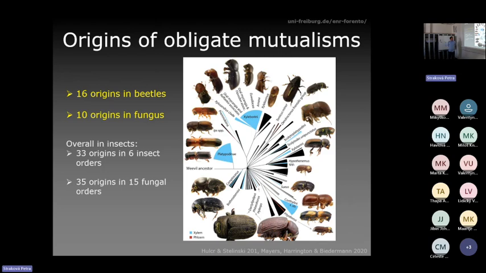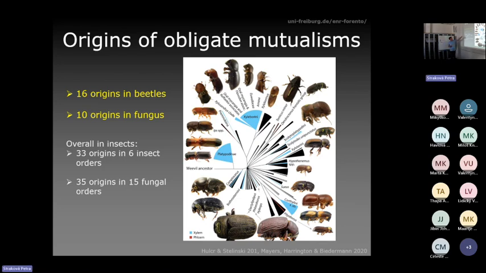Yeah, and this fungal mutualism is a super successful strategy in bark beetles. So this is the whole phylogeny of bark beetles. In black are all associations that are not obligate with fungi, and in blue you have the obligate associations, and you see 16 independent origins of obligate fungus feeding in beetles.